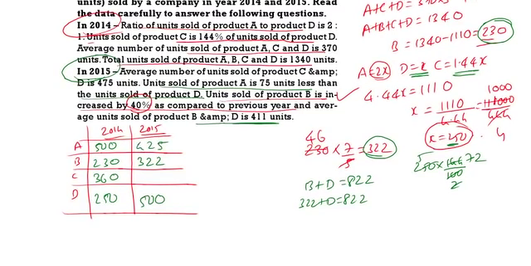The average of C and D is 475, so C plus D is equal to 950. Already D is 500, so C will be equal to 450. Now these are the values. Taking this table into consideration, we should answer the questions.